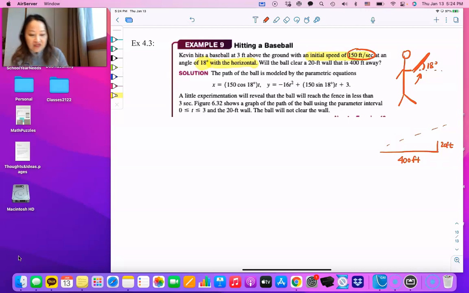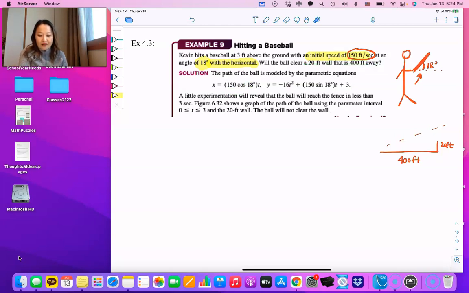I know this is part of the solution, but this kind of information will be provided for you. This is the standard negative 16t squared, this is the initial velocity, and this is the initial height. Kevin is hitting at 3 feet above the ground, and the initial velocity is 150 feet per second, but it's sine 18 degrees. Remember, look at the formulas I gave you with the vectors. Now, here's your x.